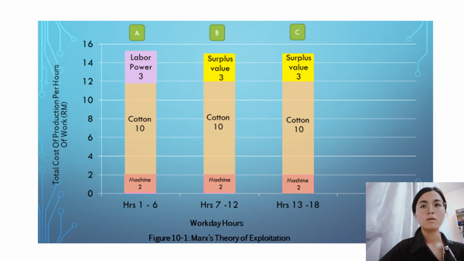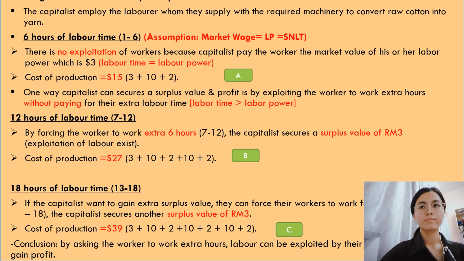Marx illustrates these ideas with a numerical example that we summarize in this figure. The x-axis shows labor work day hours, while the y-axis shows total cost of production per hours of work. The capitalists employ the laborers, whom they supply with their required machinery and raw materials.